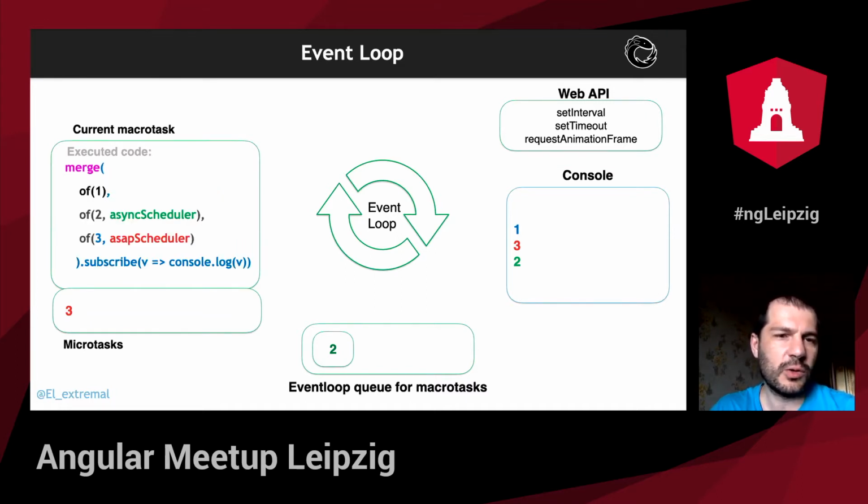Now, RxJS code. This code works the same way as the code on the previous slide. I use the RxJS of function to emit values here, and in some cases, I provide a second optional scheduler param to the of function. The first value is emitted synchronously. The second value is scheduled in the event loop macro tasks queue. And the third one will be emitted at a micro task just after the current macro task. Providing schedulers to the RxJS of function actually does the trick. The code, I repeat, works the same way as it did on the previous slide.